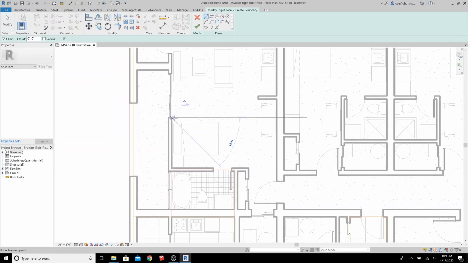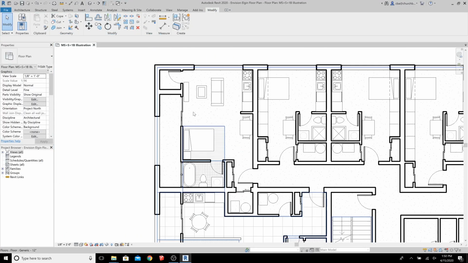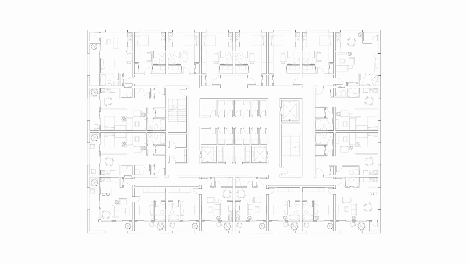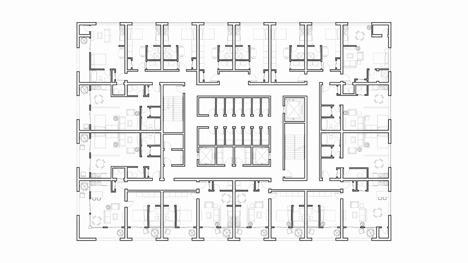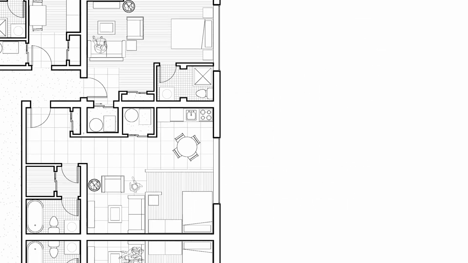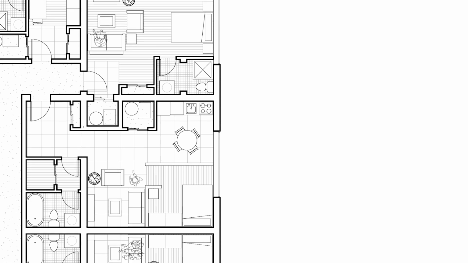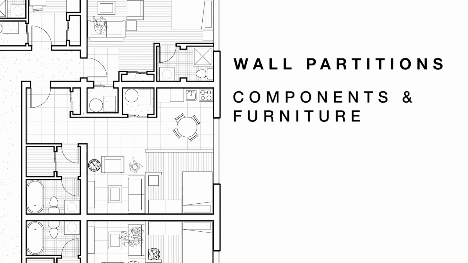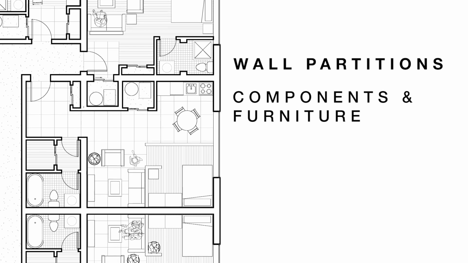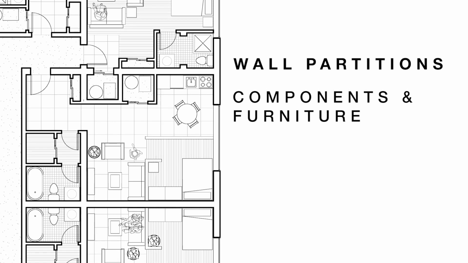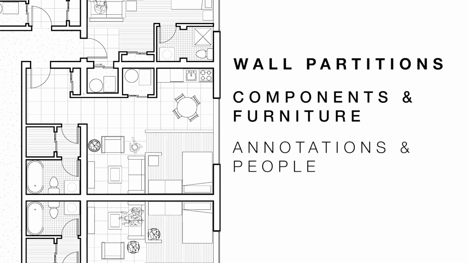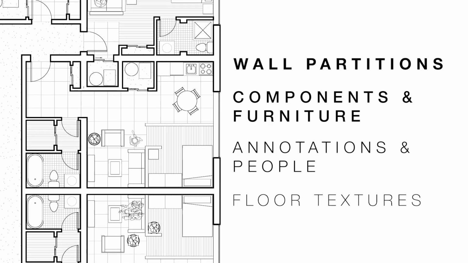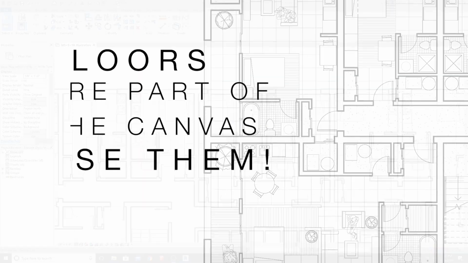This is the single most important feature of your floor plan. Having different line weights adds depth and order to the floor plan. I usually think of four different thicknesses of layers. The thickest being any sort of wall partition, followed by architectural components such as windows, doors, stairs, and furniture. Third, people and annotations if needed, and the thinnest line weight being floor textures.